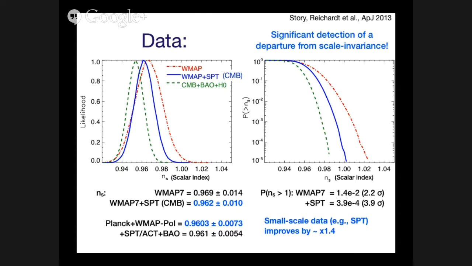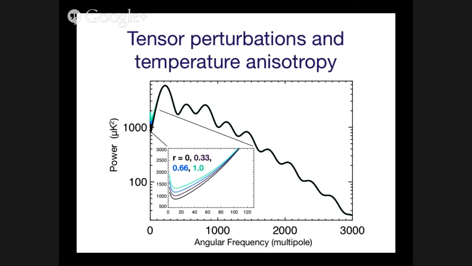Now, looking at gravity waves, the other parameter we talked about, gravity waves decay in an expanding universe. So you see their largest impact on scales that were larger than the horizon at the last scattering surface. So very large scales. And these values of r range from no gravity waves to equal power in gravity waves on these large scales as you have in the scalar mode. And you can see that even if it's equal power at large scales, by l of 100, which is a couple of degrees on the sky, it's virtually no impact.